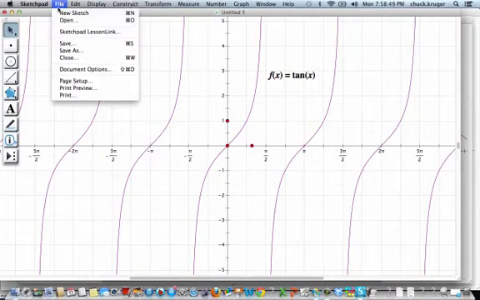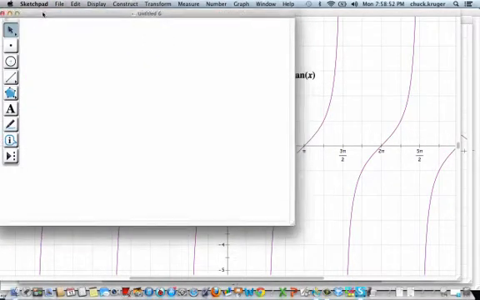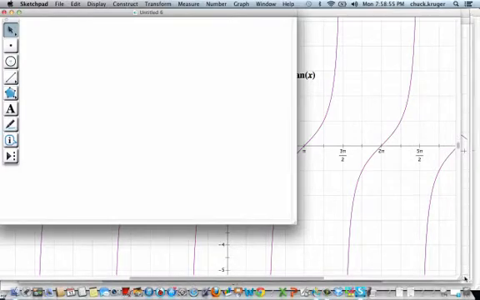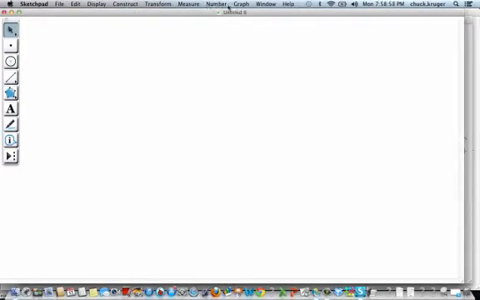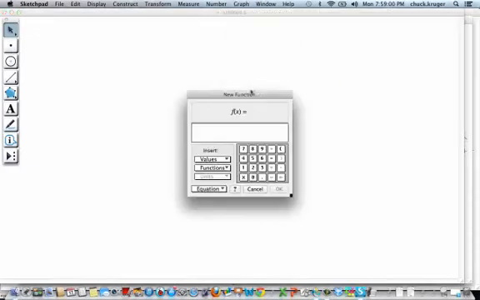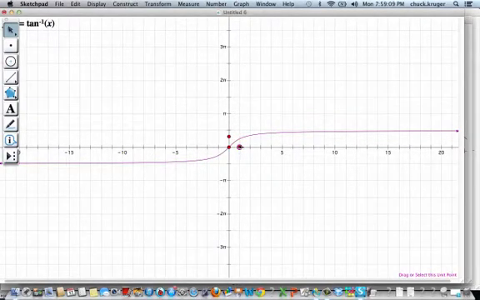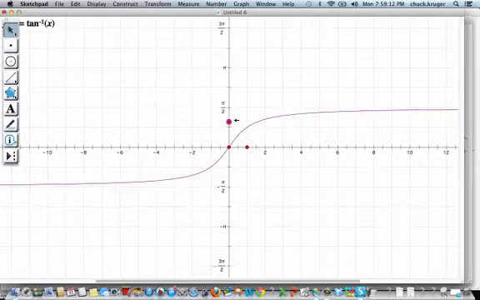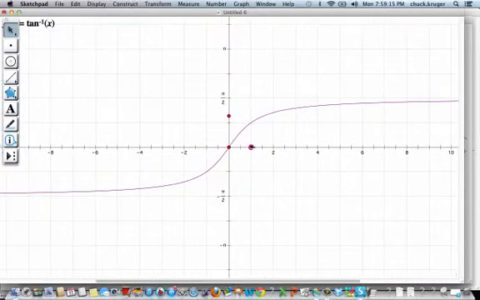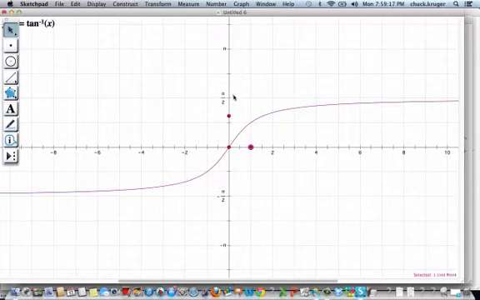Now when I graph that, again this is the tangent right here. I graph the arctangent. Here's the arctangent right here. And you can see its range is going from negative pi over 2 to pi over 2, and its domain goes from negative infinity as I'm going to the left to positive infinity as I'm going to the right.